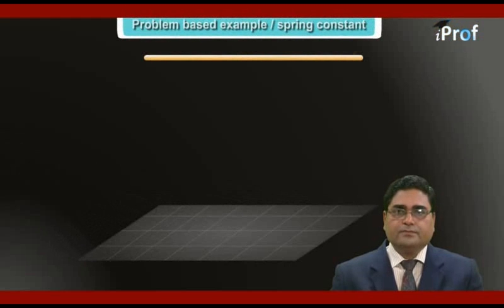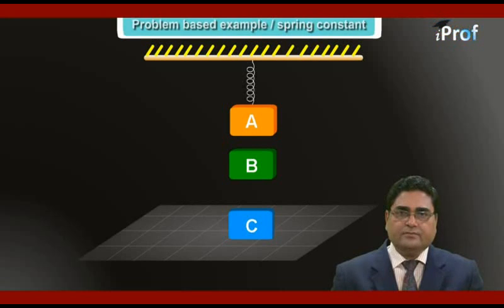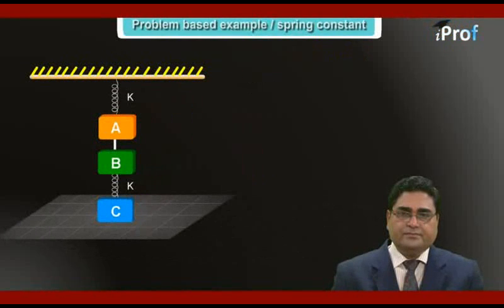The figure shows three blocks A, B, C and a spring system. The spring constants of the two springs are K and K respectively. Now we have to find the following things.